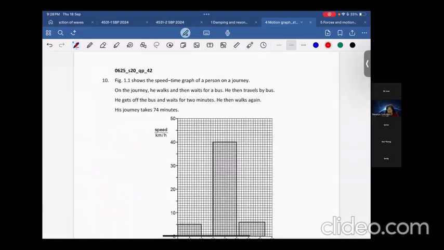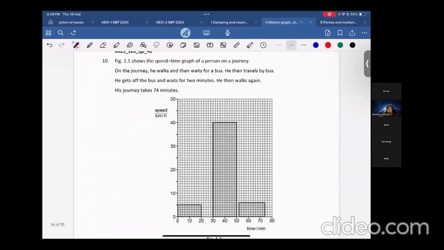Question 10. Okay, this is a very good question, and it is trying to trick you. Why do I say so? We look at here. This is a speed-time graph. On the journey, he walks and then waits for the bus. Then he travels by the bus. He gets off the bus and waits for 2 minutes. Then he walks again. Total journey is 74 minutes.